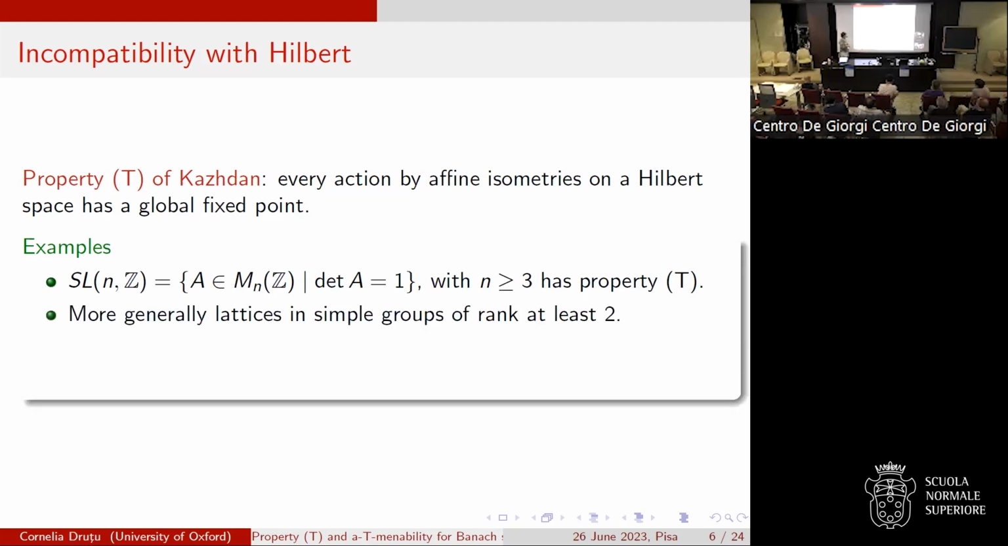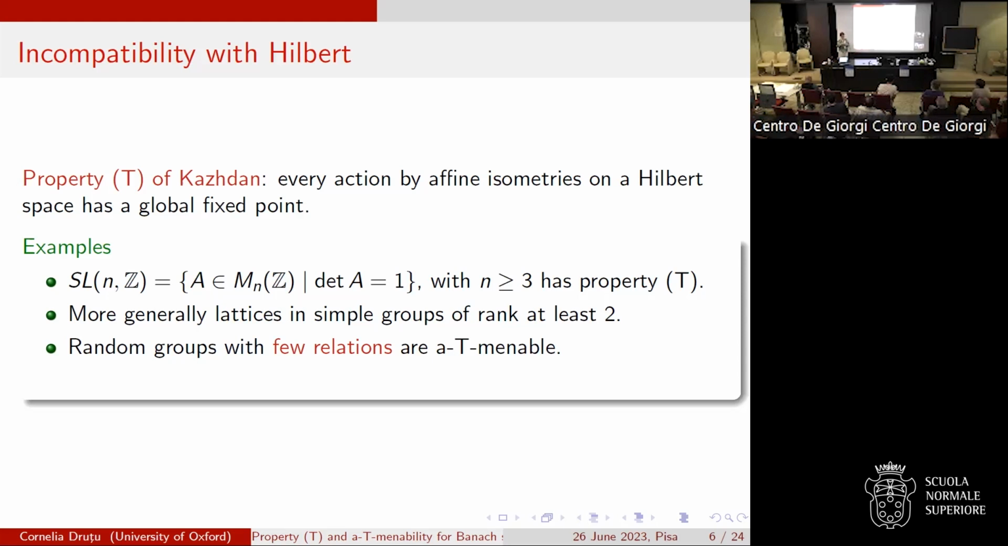More generally, what we call lattices in simple groups of rank at least 2, or lattices in semi-simple groups where all the factors have rank at least 2. Now, another source of examples are the so-called random groups. I'll actually define one theory of random groups later, but for the moment, just imagine that we managed to introduce some theory of random groups for the class of finitely presented groups.